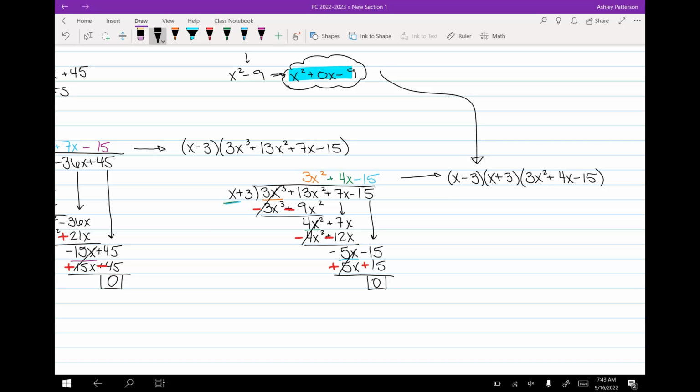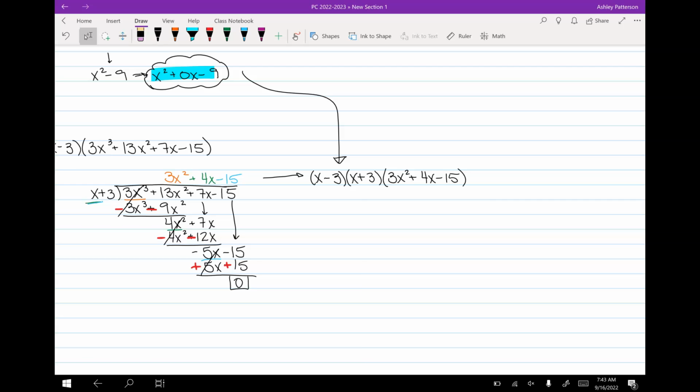Okay, so now 3x squared plus 4x minus 15, we have to see if these are factorable. So I'm going to use the x method just because that's my preference. So I need to try to multiply to negative 45 and add to 4. This is a times c and then the b value. So can we multiply to negative 45 and add to 4? Sure can. We can take 9 times negative 5.